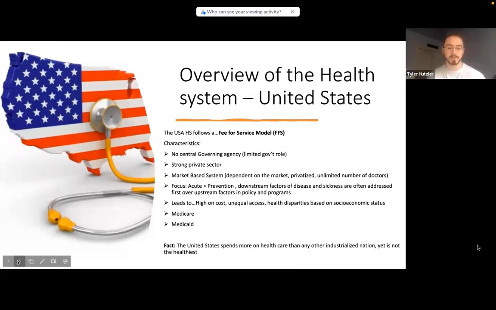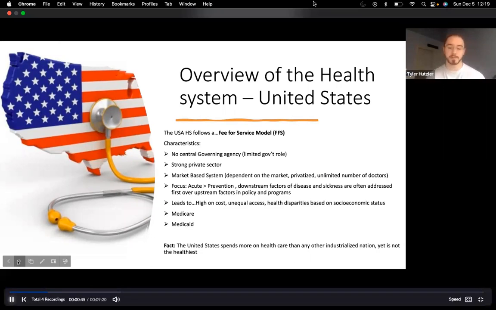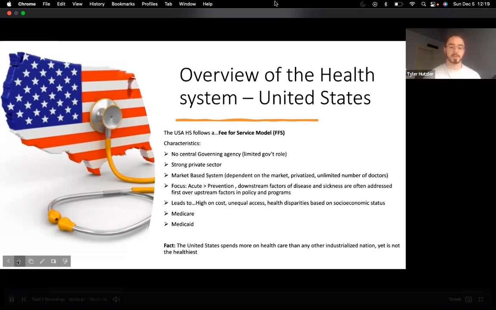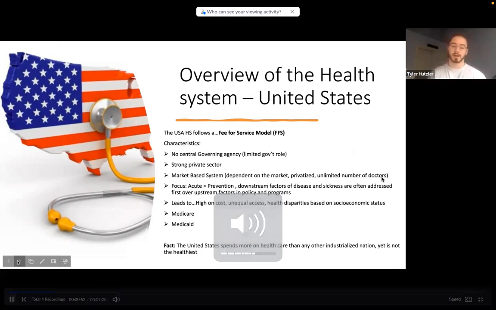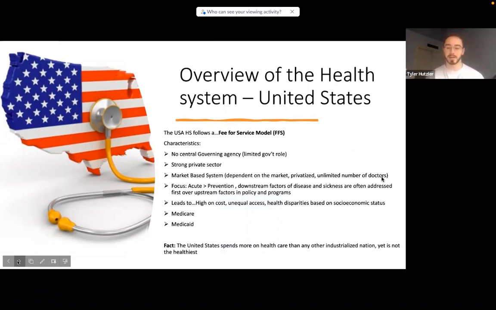Some of the disparities of this health system is that it focuses on acute care over prevention, which leads to a heavy focus on downstream factors of disease and sickness, rather than upstream factors in policy and programs. This system also leads to high costs, which may make it unequal for people to access and causes health disparities based on socioeconomic status. It also has two health insurance programs in Medicare and Medicaid. And a fun fact is that the United States spends more on healthcare than any other industrialized nation, yet is not the healthiest.